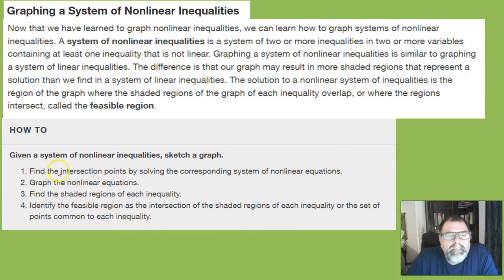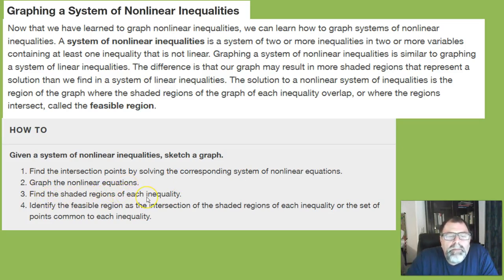All right, so the technique then is you're going to graph both nonlinear systems. Here they say find the intersection points by solving the corresponding system of nonlinear equations. You don't necessarily have to do that. It depends on what you're going to do. Sometimes it's helpful to know those vertices. If you graph it really well, sometimes you can see what those are, so you don't have to figure that out algebraically. Graph the equations.